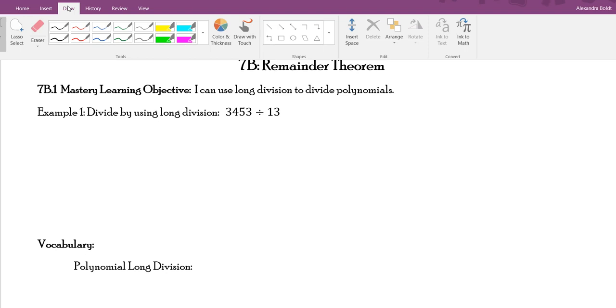Okay, and divide 3,453 divided by 13. And we're going to try and do it without a calculator.